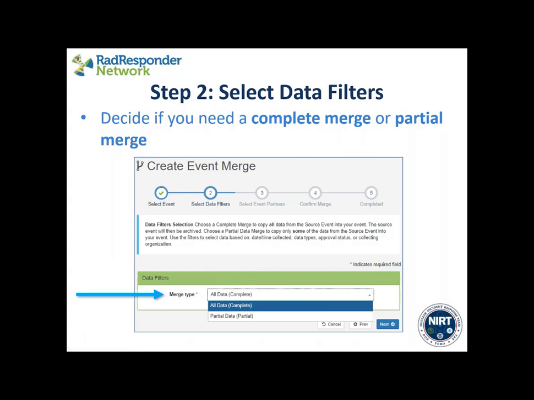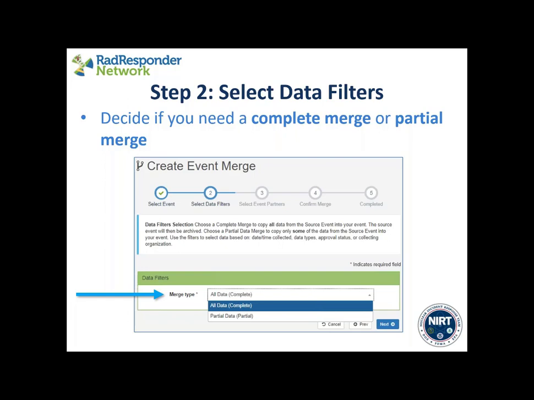Step 2 is to decide if you want to do a complete merge or a partial merge. We've created this feature with the ability to do either. If multiple organizations have created events that you ultimately want to be one destination merged event with all the information there, then what you want is a complete merge. You want to take all the data in those events that you don't want anymore and move it all into the destination event. And then those events will get archived so that they're no longer used.